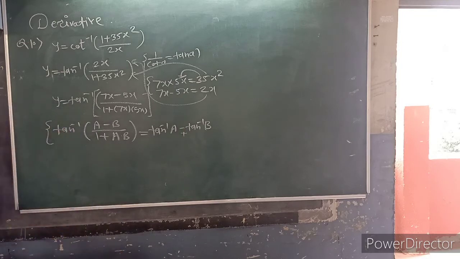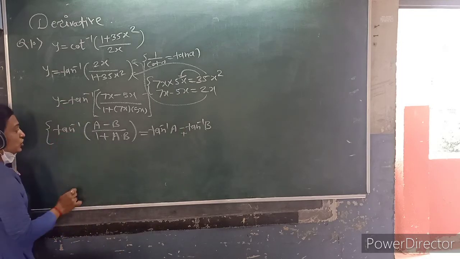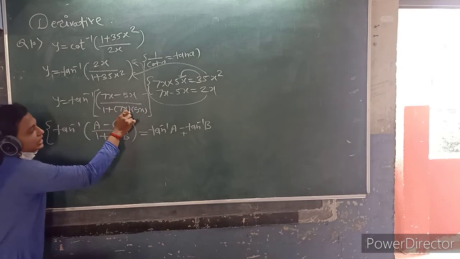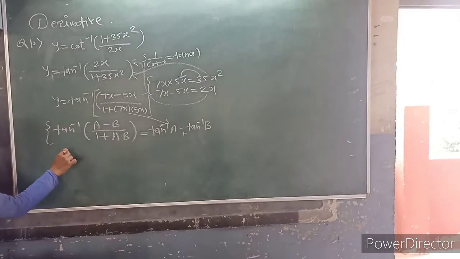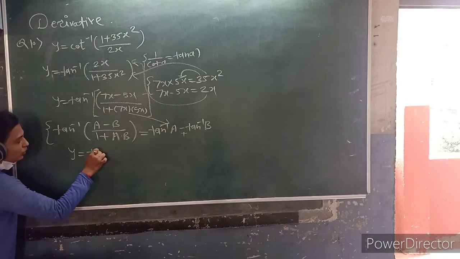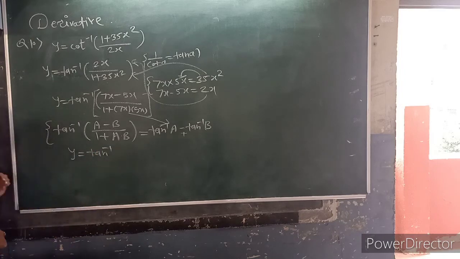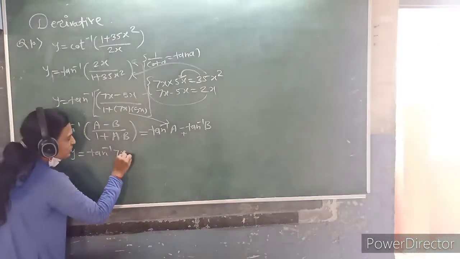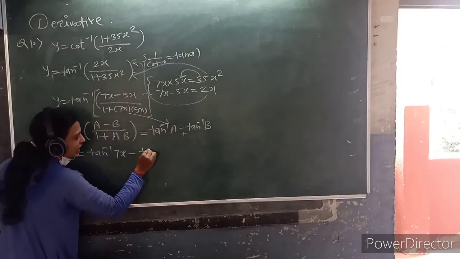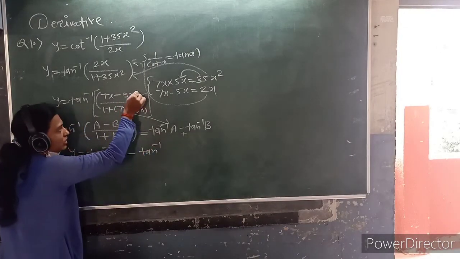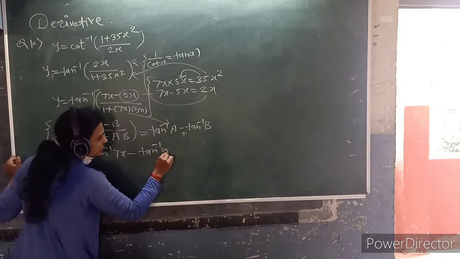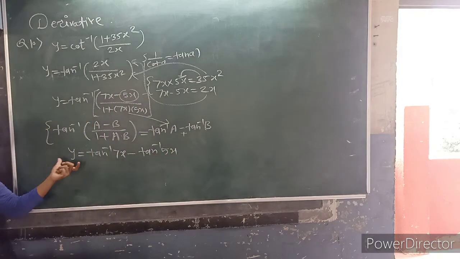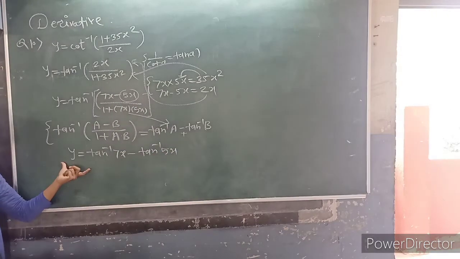Here convert that, get y equal to tan inverse of a. What is the value of a here? Yes, it is 7x. So, tan inverse of 7x minus again tan inverse of b. So, what is the value of b here? Yes, it is 5x. Now, just simplify it by taking the derivative.